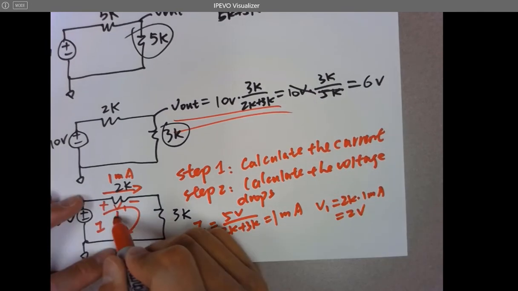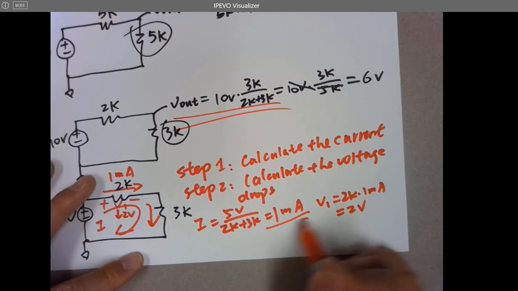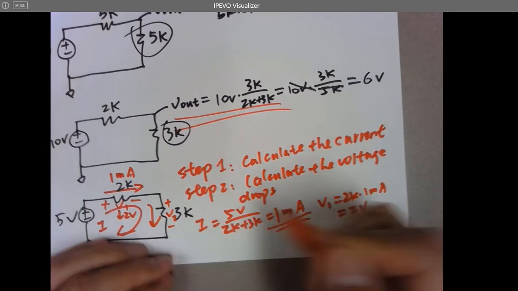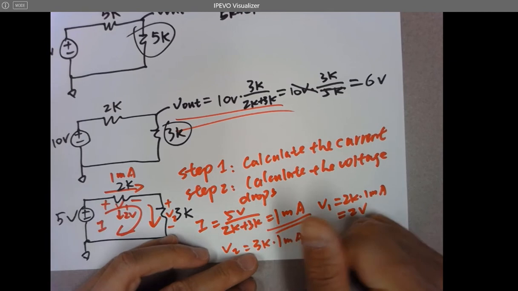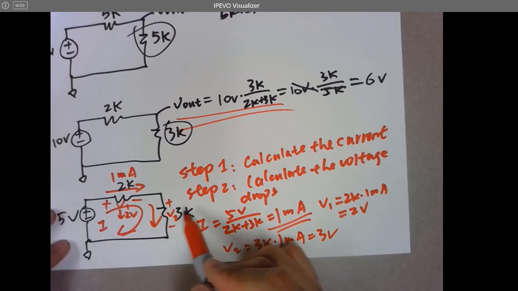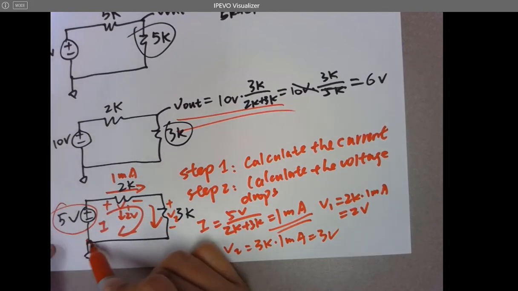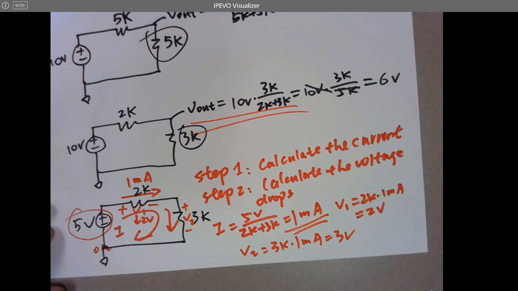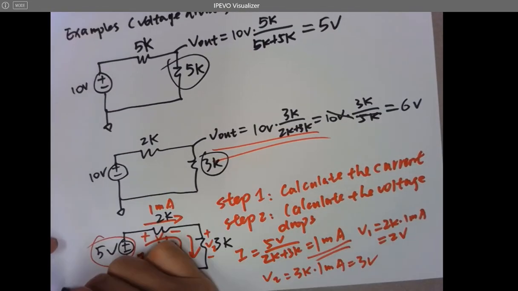So you got 2 volts here, and the same current flows through the 3K resistor. The current is 1 milliamp, so V2 equals 3K times 1 milliamp, which is 3 volts. So 5 volts being dropped by 2 volts, then 3 volts, and back to 0 volts. Get the current first, and everything will be super easy to calculate.